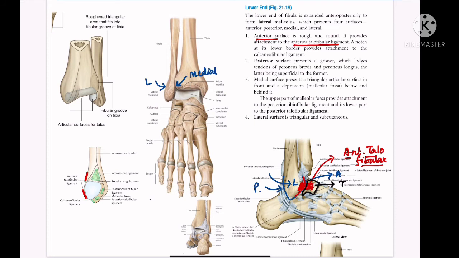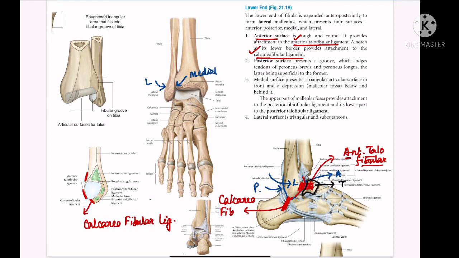A notch at the lower border of the anterior surface provides attachment to the calcaneofibular ligament. This ligament at the lower border of the anterior surface is called the calcaneofibular ligament. So over here is the attachment of the calcaneofibular ligament. So the anterior surface provides attachment to the anterior talofibular ligament and the calcaneofibular ligament.